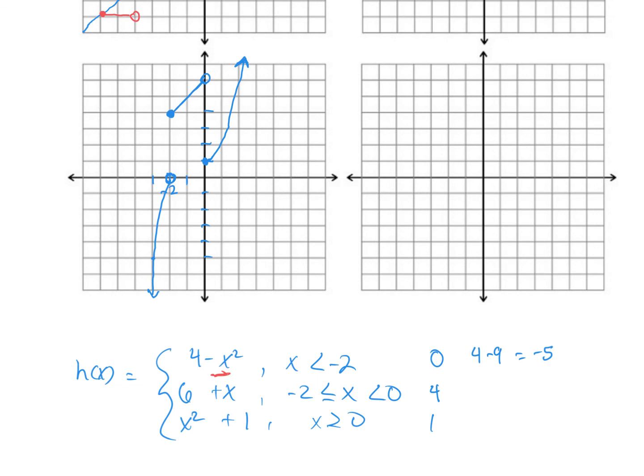If you want to check, you can put in 1. 1 squared plus 1 is 2, and right here that is 2. So we put it in just right for that parabola.